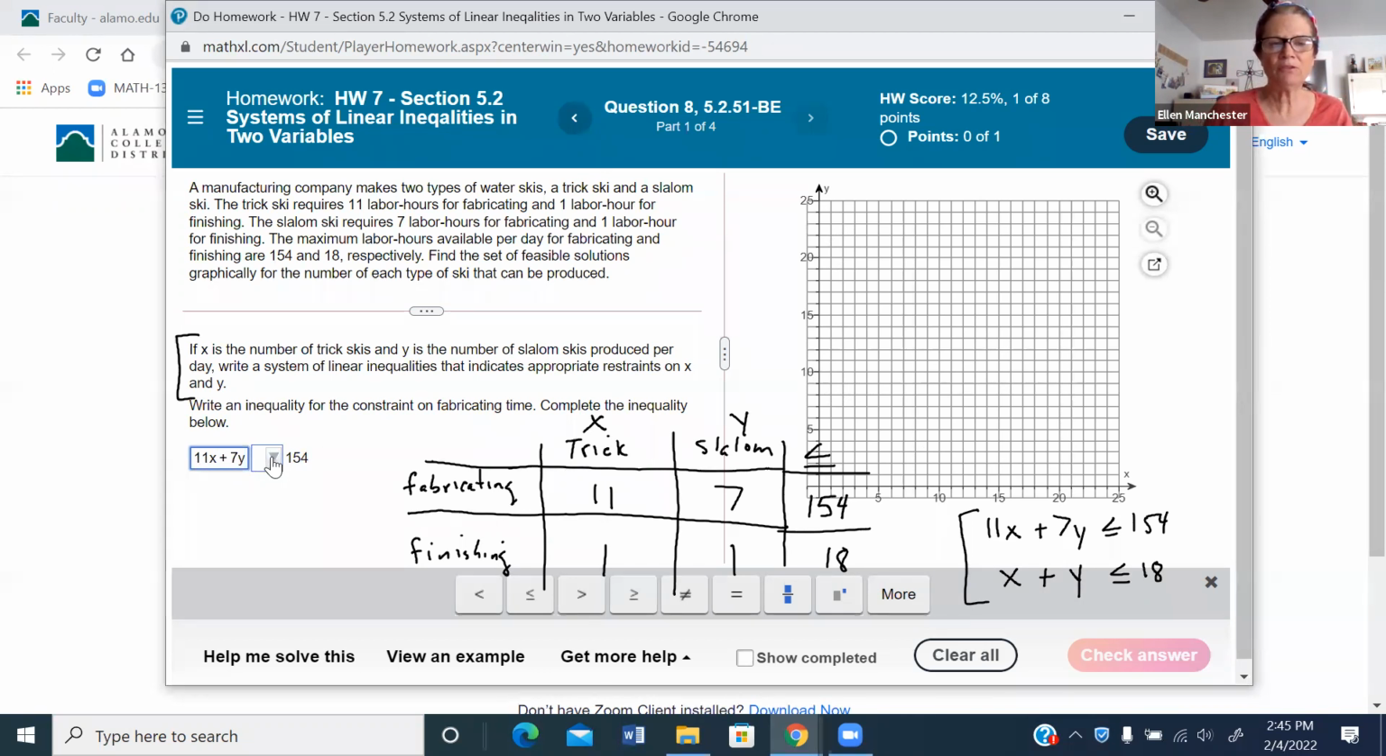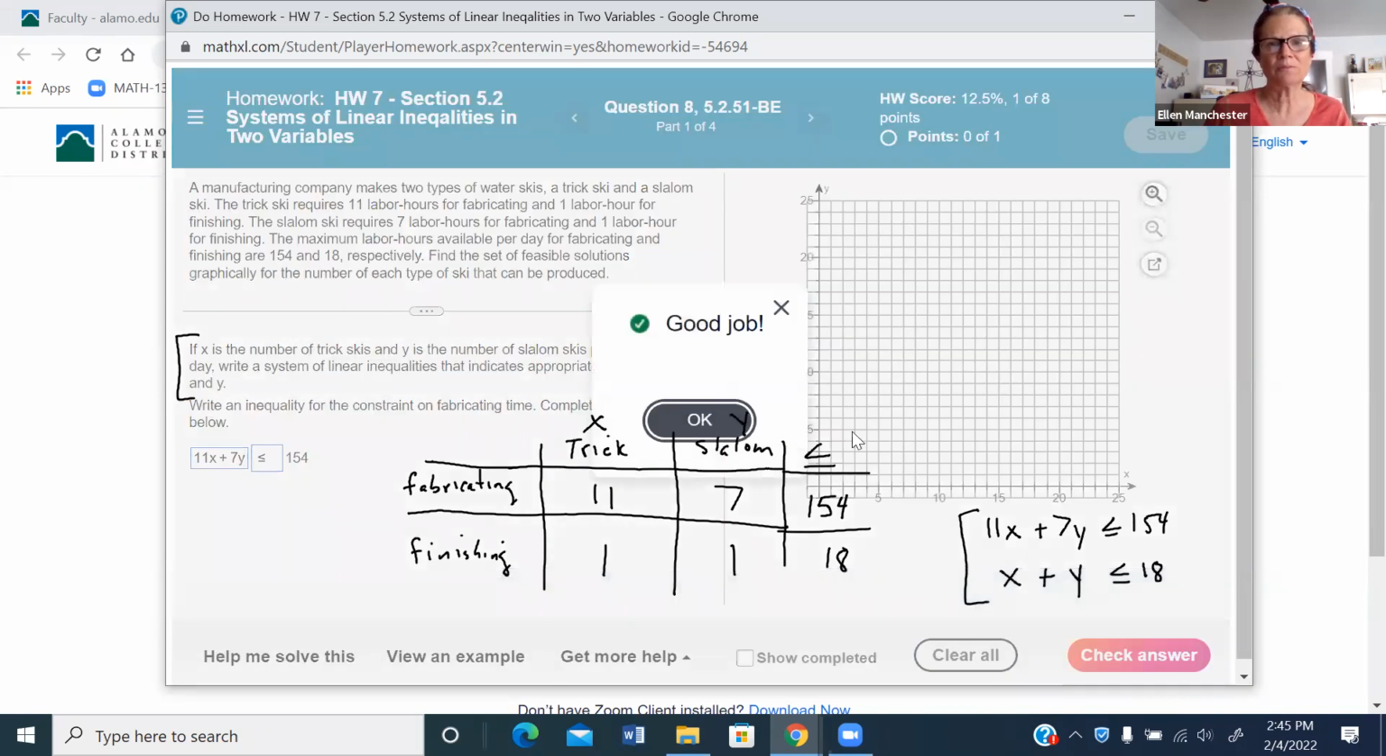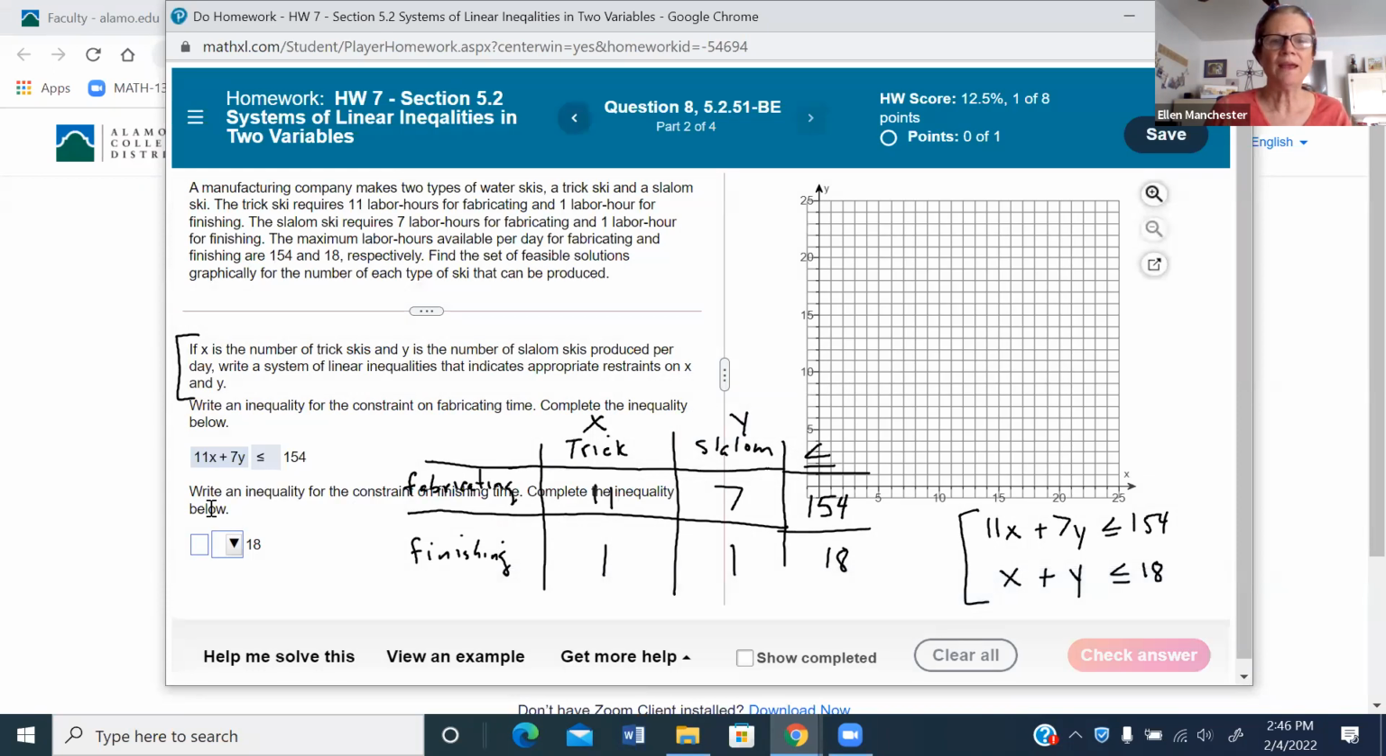And this is for your symbol. They're giving you a choice: greater than, less than or equal to, less than or greater than or equal to, and we are doing less than or equal to 154. And I'm going to check my answer. Good job. Now I'm going to write an inequality for the constraint on finishing.